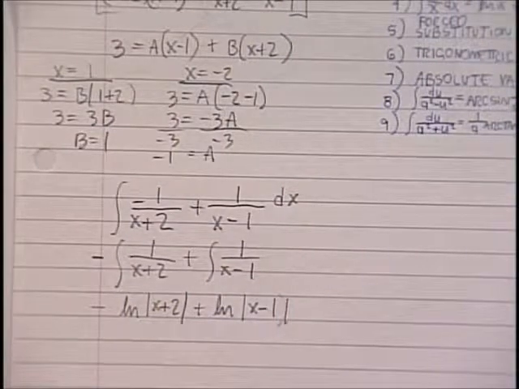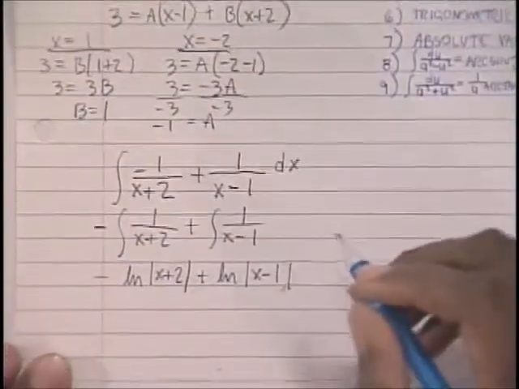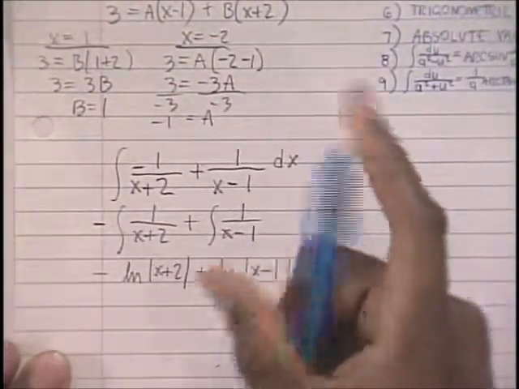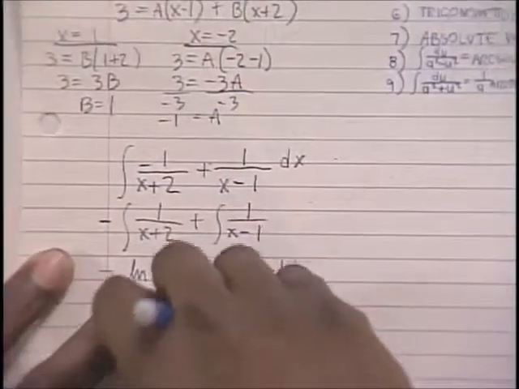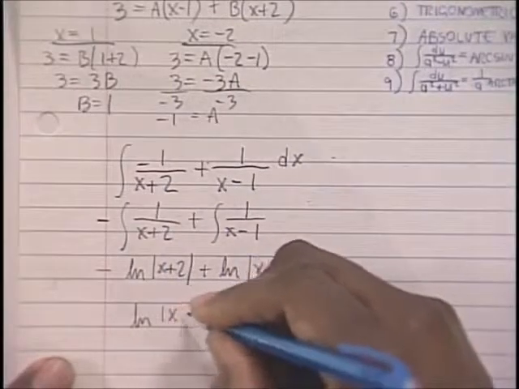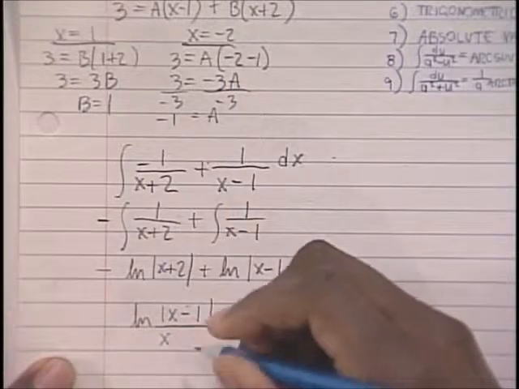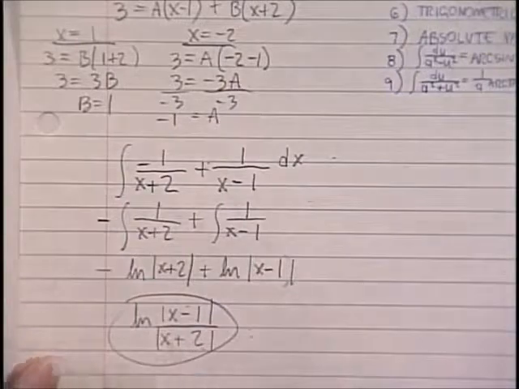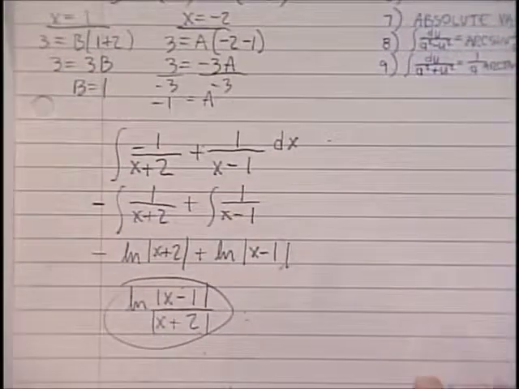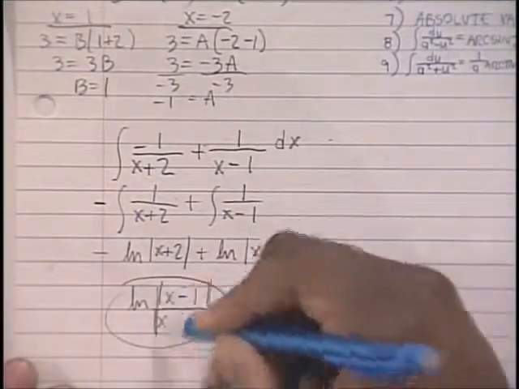What's going to end up happening is you're going to be able to condense these two natural logs. You'd end up with the natural log of (x minus 1) over (x plus 2). And that's going to be your final answer. You can condense two logs to be one. The book might have one big absolute value, but it's the same thing.